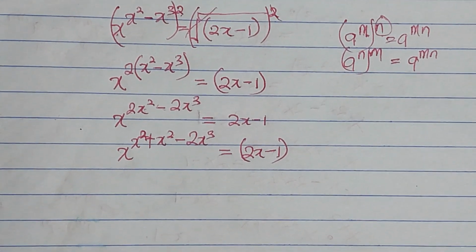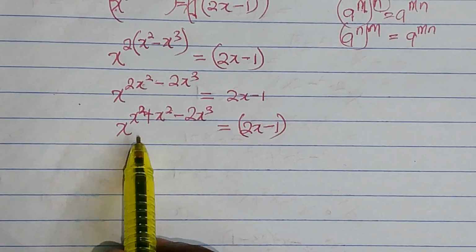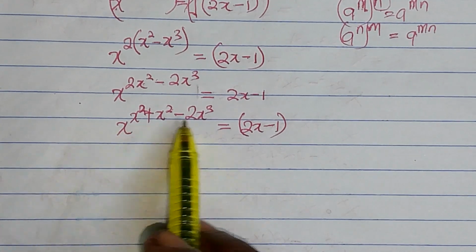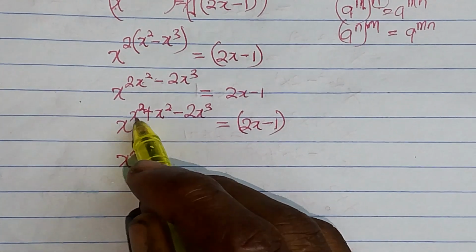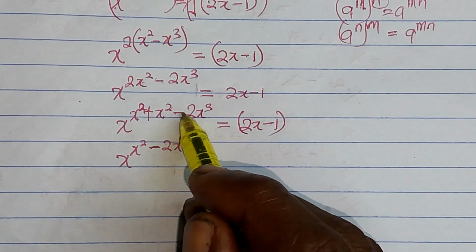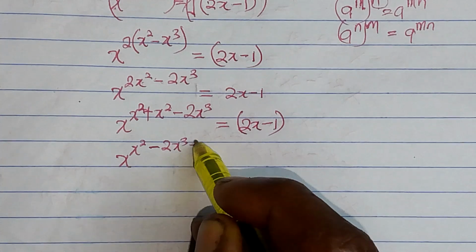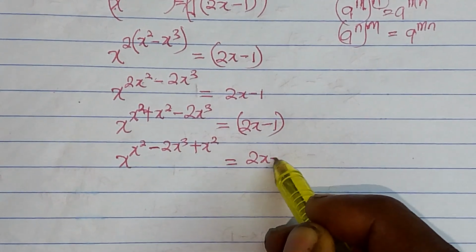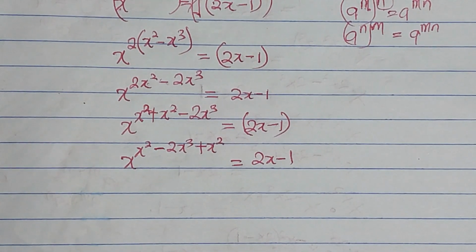So since we are having this, let's continue solving. We now have this, and this can also be rearranged. The exponent of x on the left hand side here can also be rearranged to be x to the power of x squared, this x squared here, minus 2x cubed, taking the minus 2x cubed forward and bringing the x squared backward, plus x squared, and this equals 2x minus 1. So this is what we have gotten.